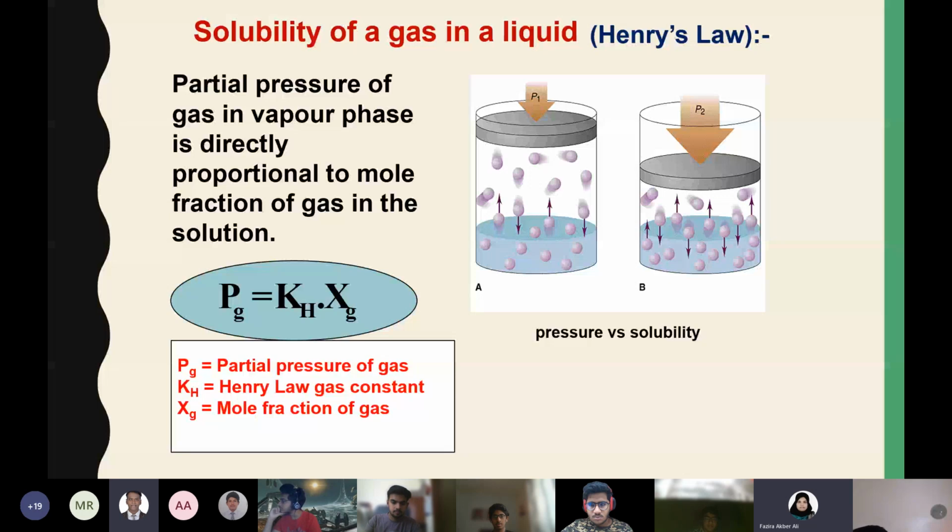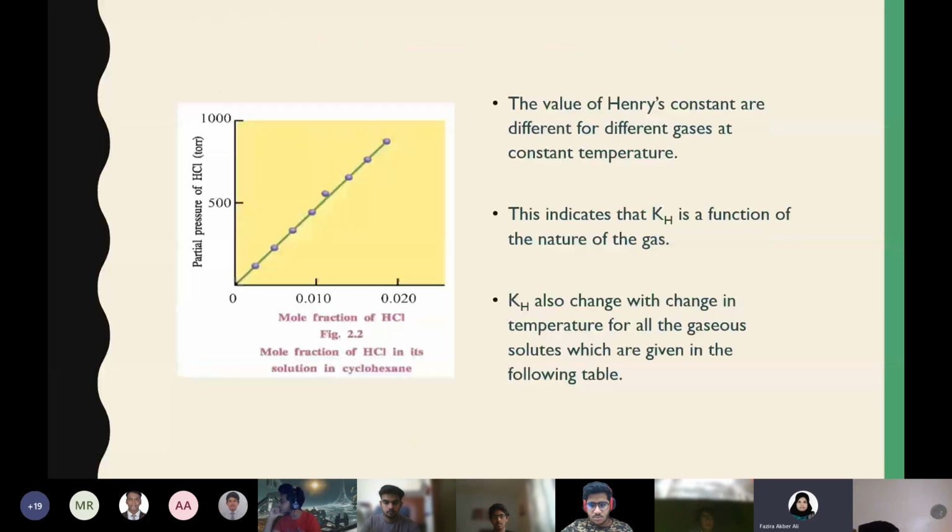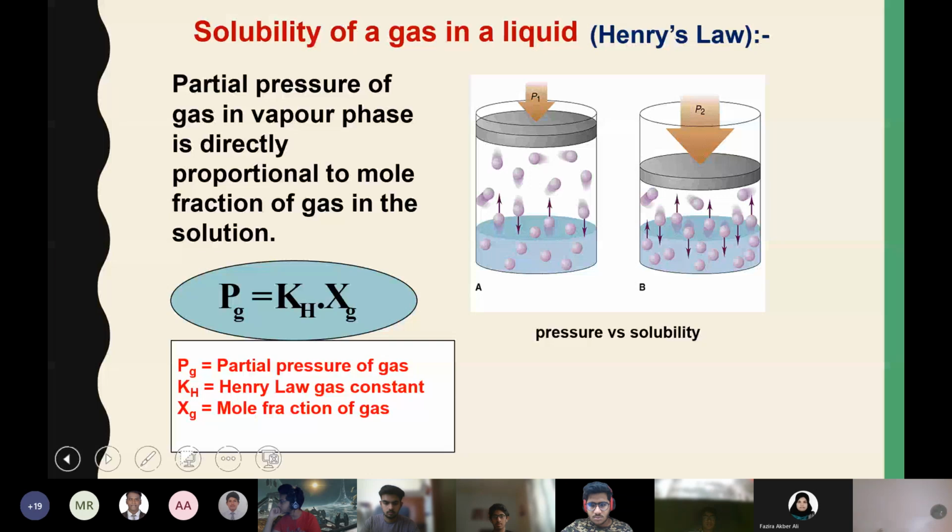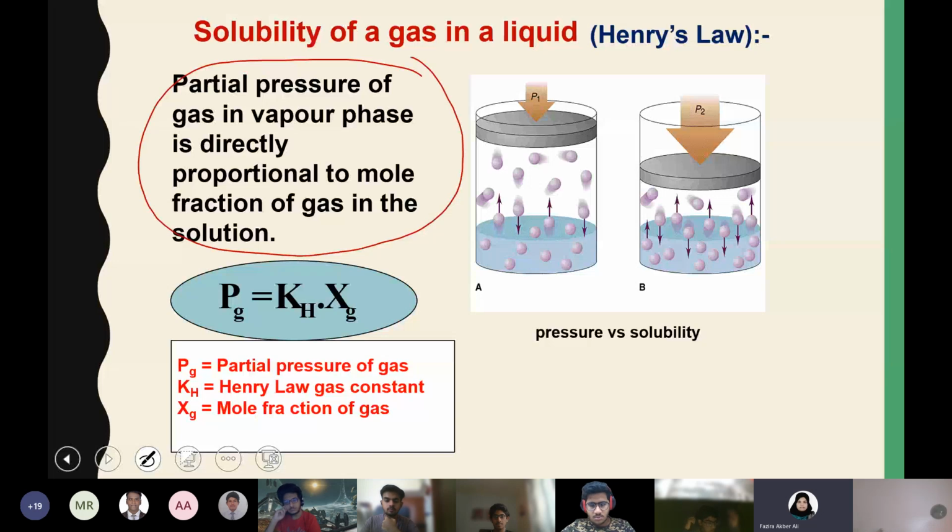Okay, so I guess we just defined what Henry's law is: the partial pressure of a gas is directly proportional to the mole fraction of the gas in the solution. If you're taking carbon dioxide and trying to dissolve it in water, then the partial pressure of carbon dioxide will be equal to Henry's law constant into the mole fraction of the carbon dioxide. That means how much percentage of the carbon dioxide got dissolved in water. So the relation is between the partial pressure of carbon dioxide and the mole fraction of carbon dioxide in solution. This can be applicable in many systems, so this is the general definition of Henry's law.